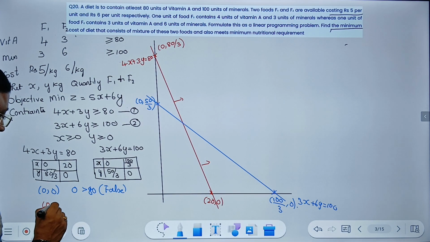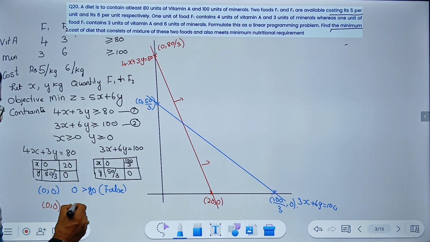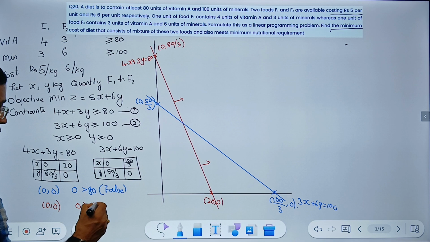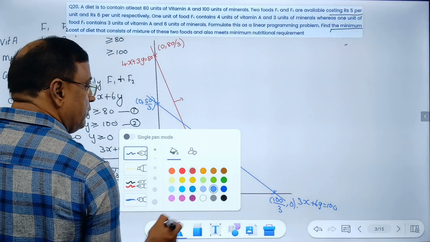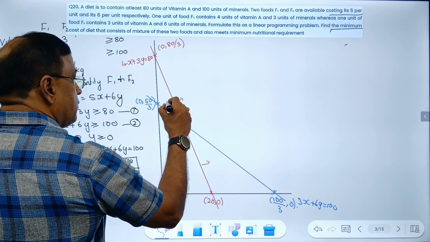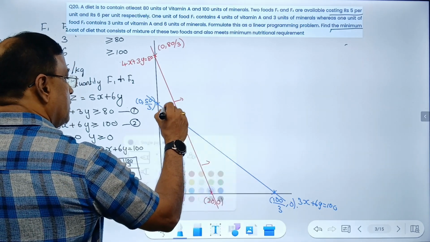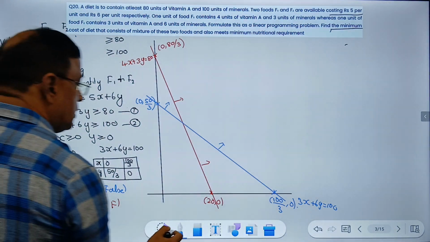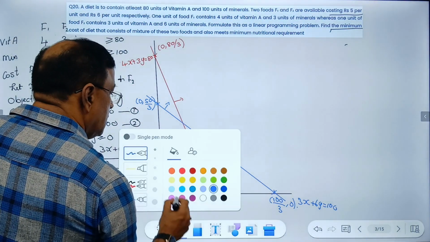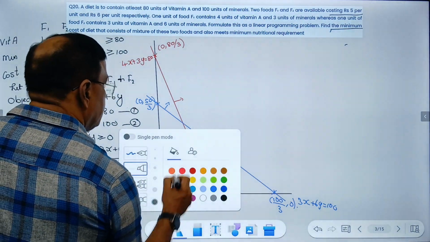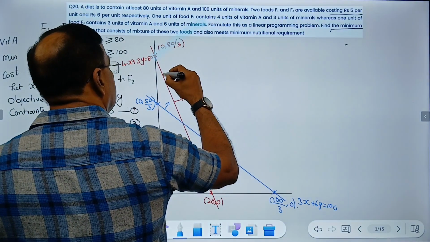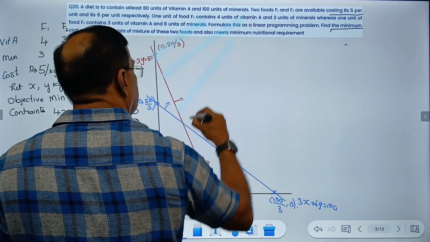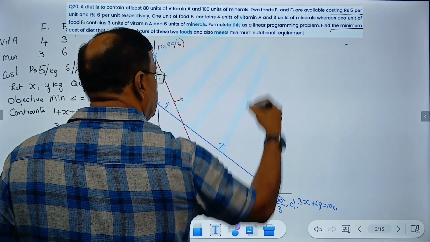Now what do we do? Substitute the origin again in the second equation. You get 0 greater than 100, which is also false. So it can't be towards the origin. It has to be away from the origin. So this is away from the origin. So where is the overlap? This is my overlap, correct?